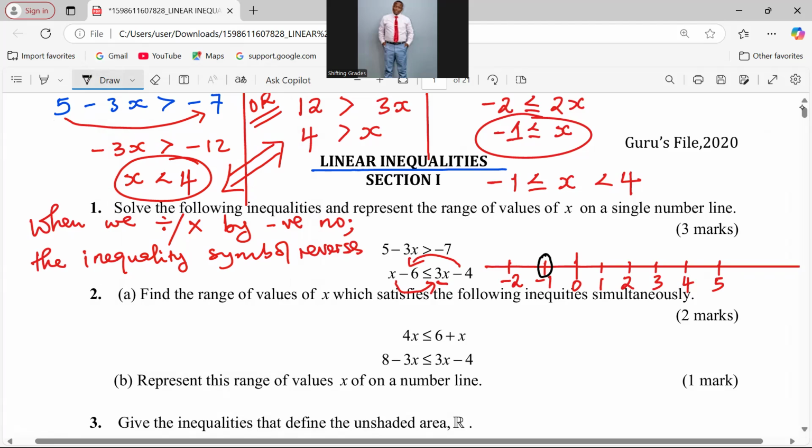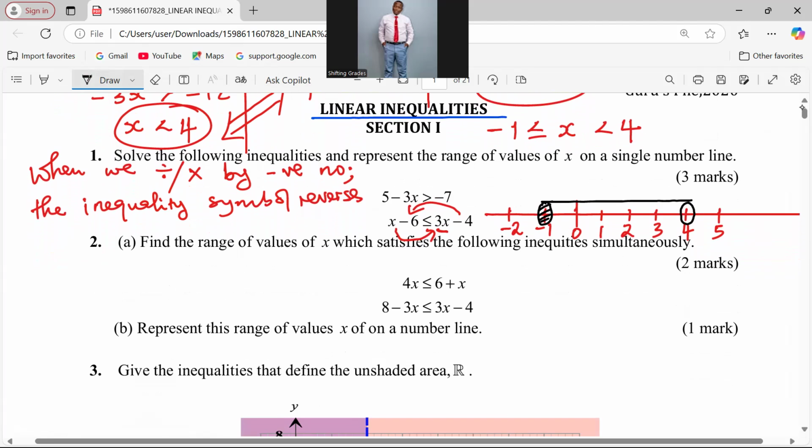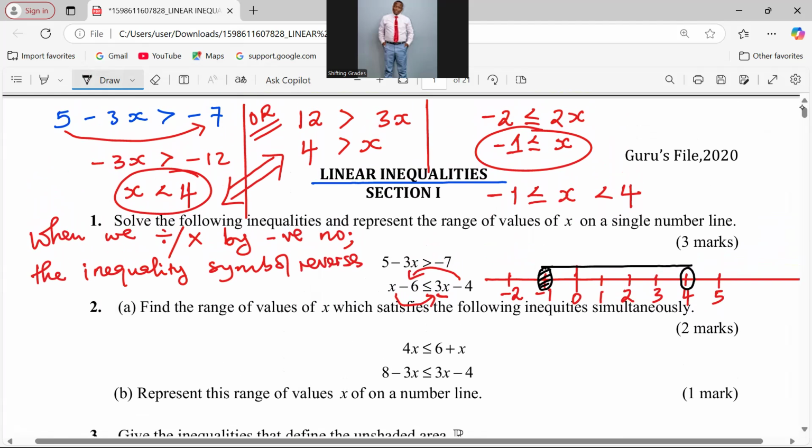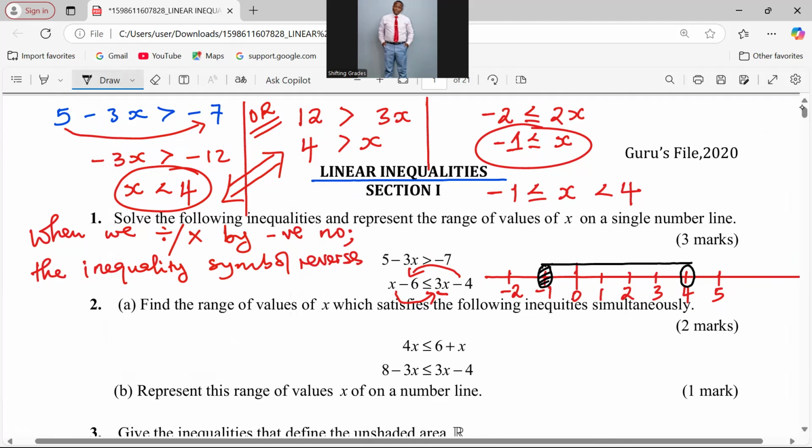Now that it's included, we will have to shade that limit because of the inclusion. But positive 4, which is not included, we just have to circle it to show the limit, but not included. Therefore, this is the range of values represented on a single number line, from negative 1 all the way to positive 4. So you're supposed to know that for grade 9 learners, according to your level, you are just supposed to know how to group terms in an inequality like that, and you simplify it the way we have done.